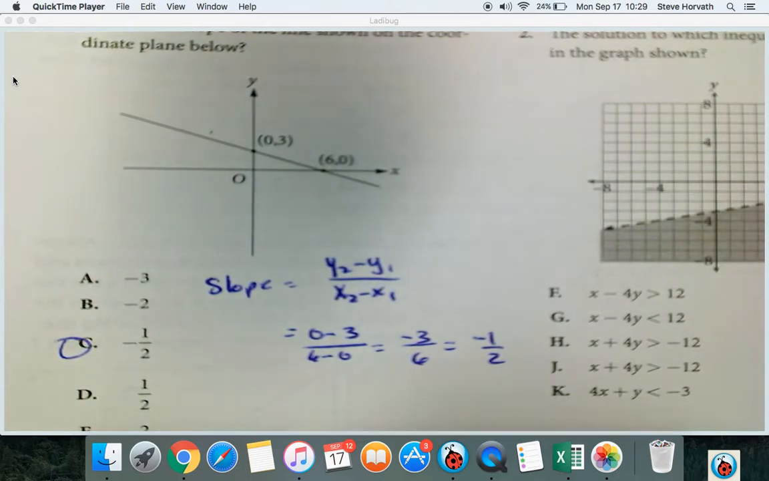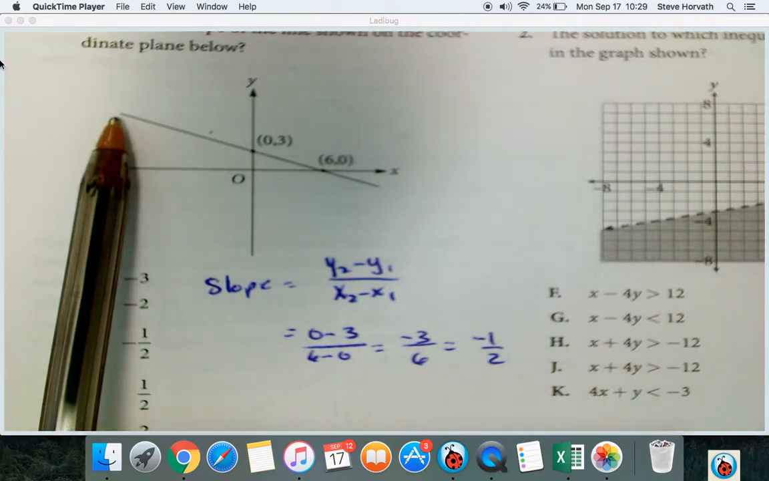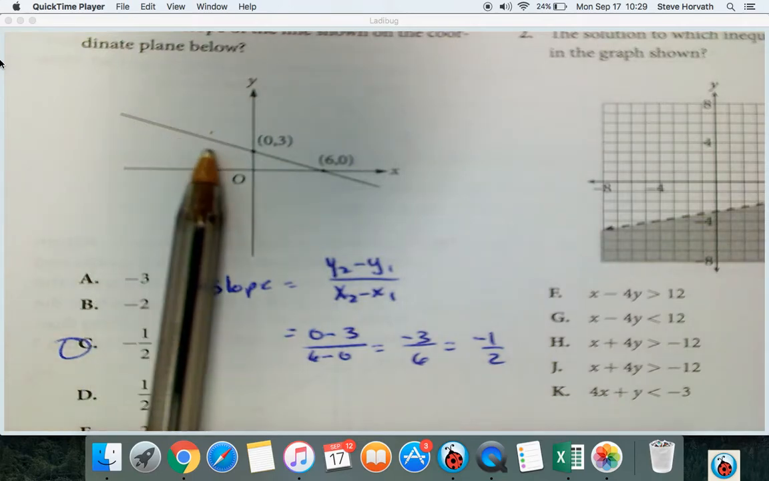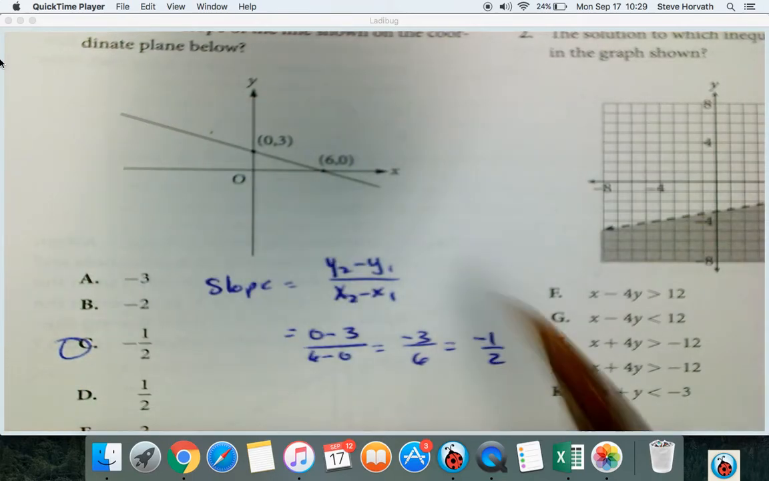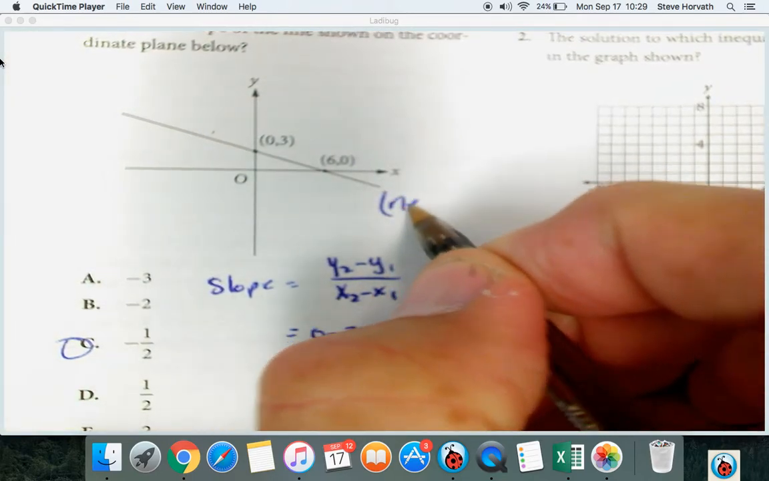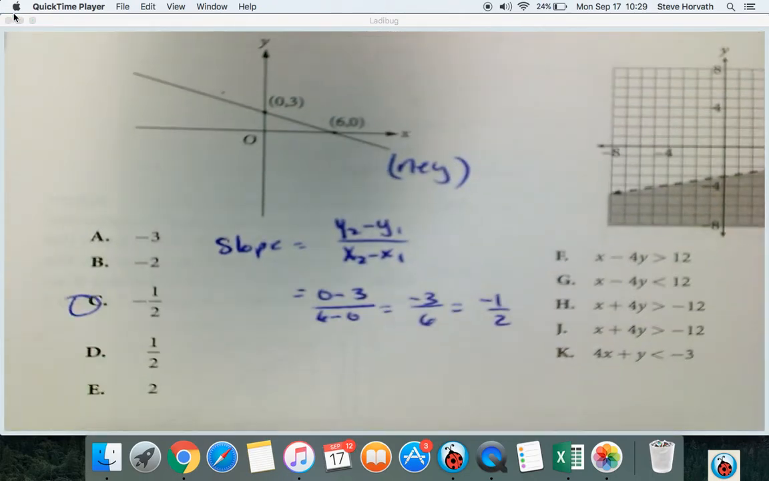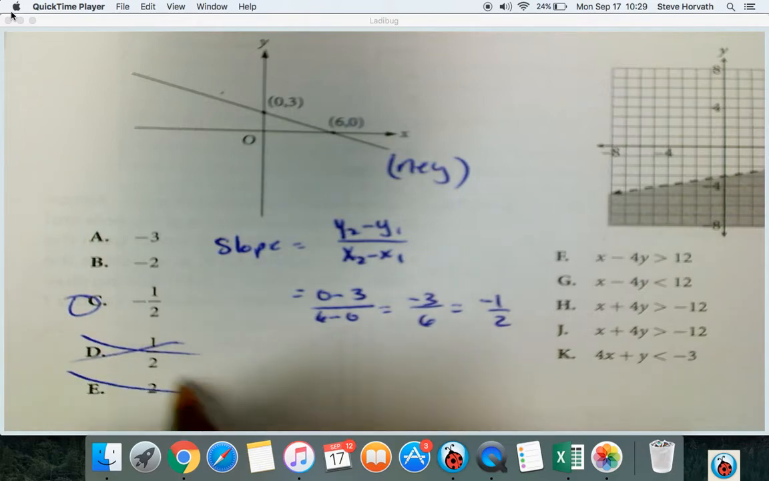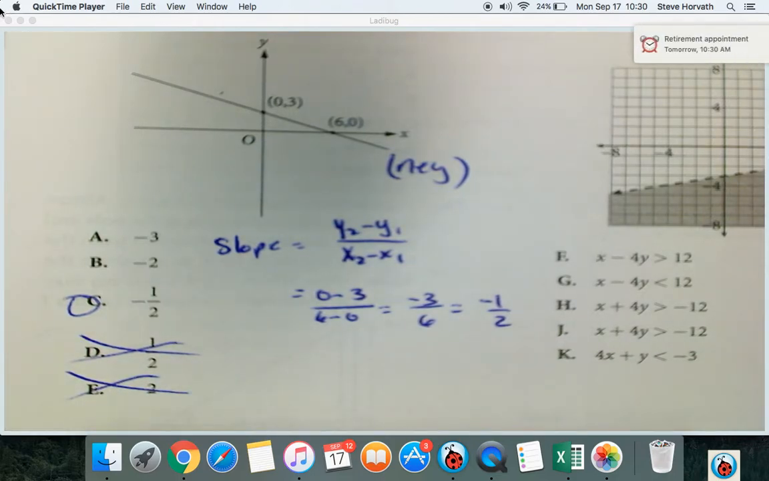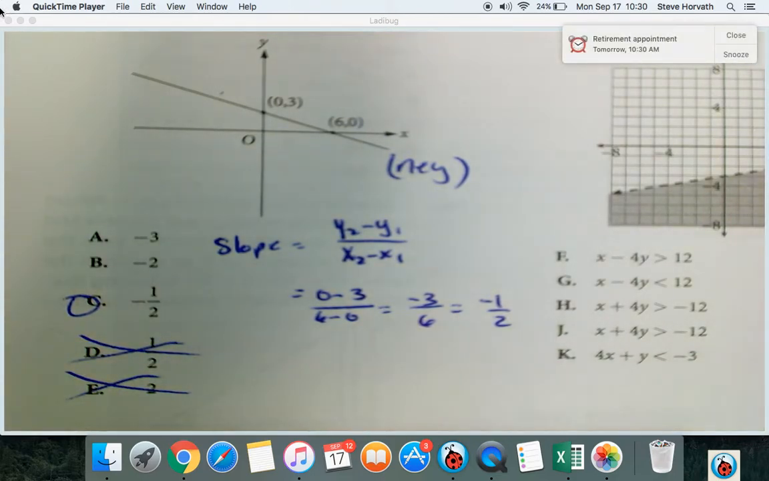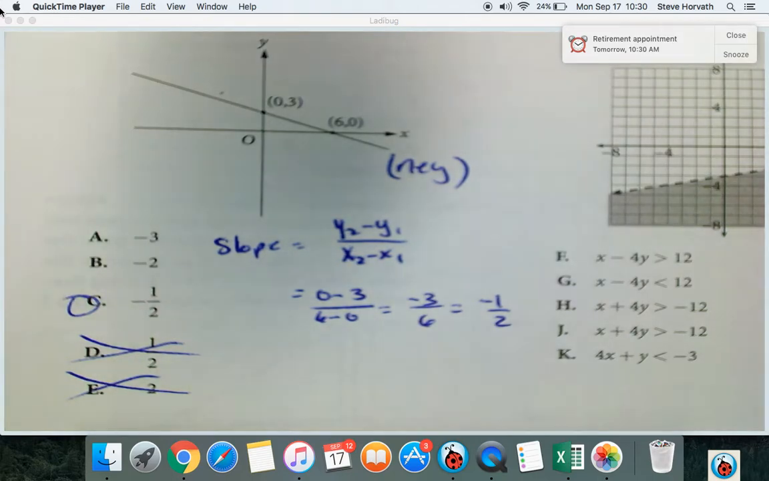A couple of things. If you forgot the slope formula, how could you have gotten this answer? Well, number one, is the slope going down from left to right? We know it has to be negative because it's going down from left to right. Since you know the slope should be negative, that could eliminate these two answers right away. So even if you needed to guess, you could at least reduce this to a choice of 3.